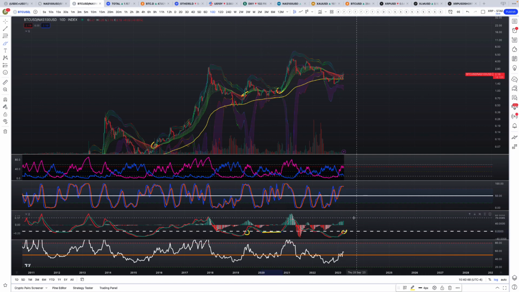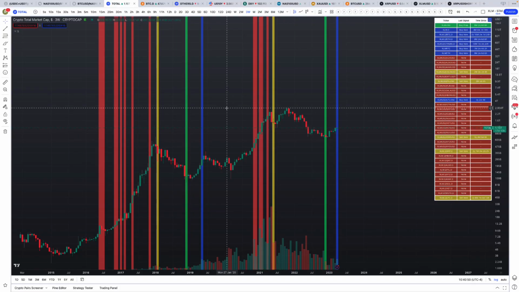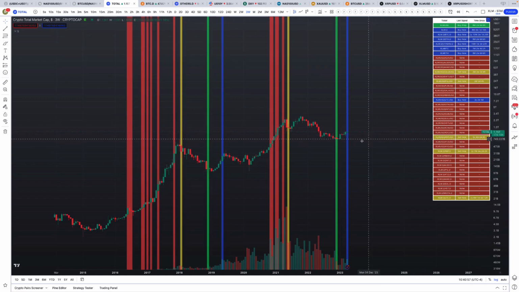But once we get above, it's game on. Now let's go to the total crypto market cap. The total crypto market cap is flashing a 3 week buy now signal. It's the second time it's ever flashed.